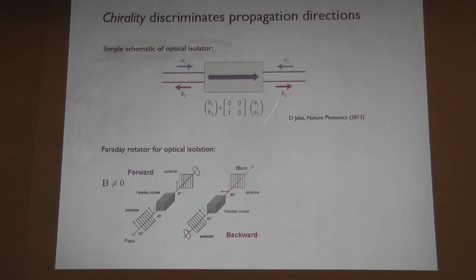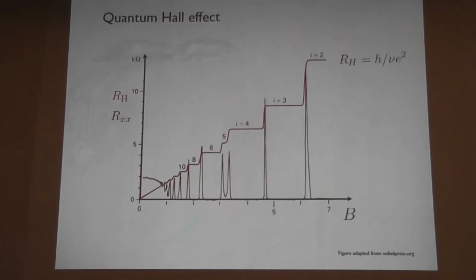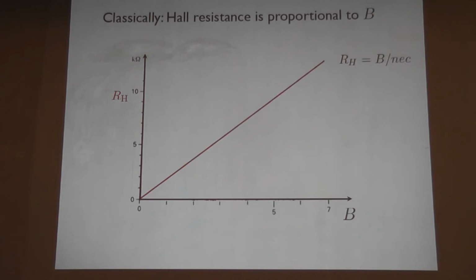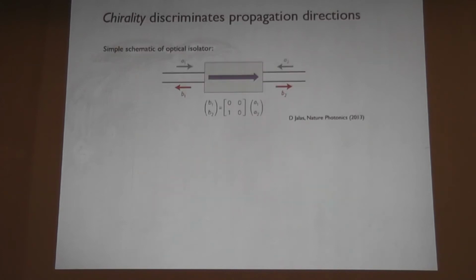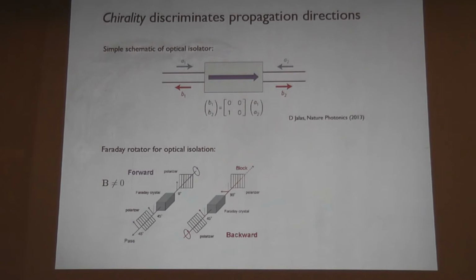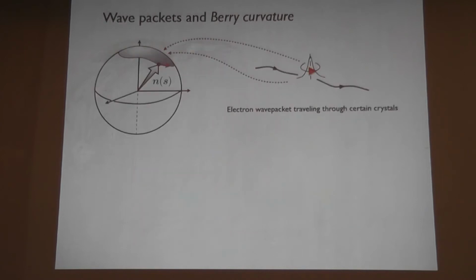Can I try and do all this kind of nice stuff without a magnetic field? Instead of using an externally applied magnetic field, can we achieve chirality without a magnetic field and maybe use the crystal field instead? So one thing to look at is Berry curvature.